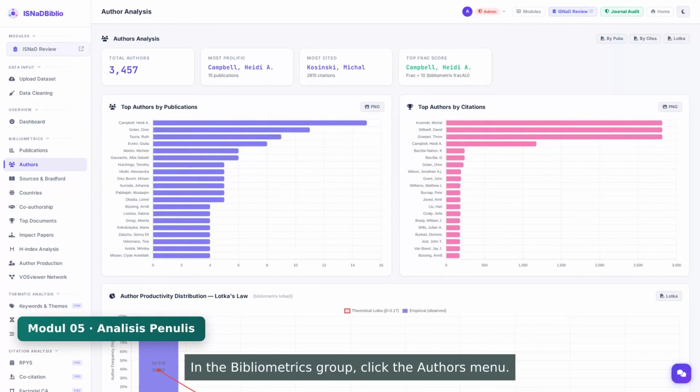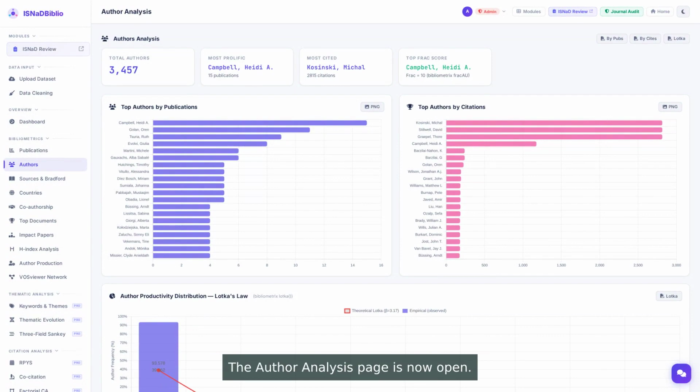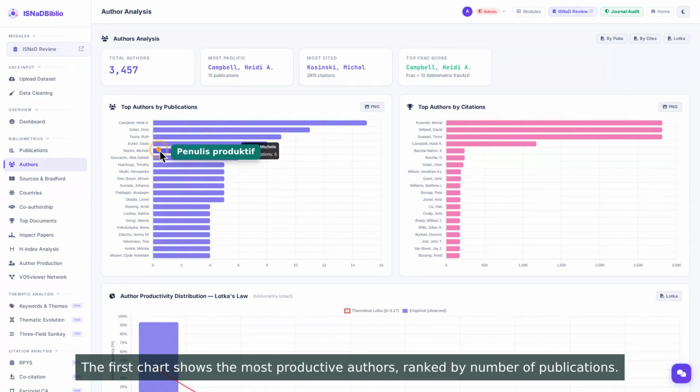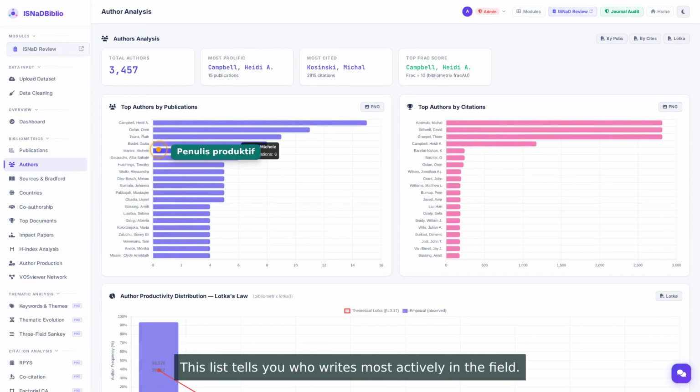In the Bibliometrics group, click the Authors menu. The Author Analysis page is now open. At the top, you can see how many unique authors appear across the entire dataset. The first chart shows the most productive authors, ranked by number of publications. This list tells you who writes most actively in the field.